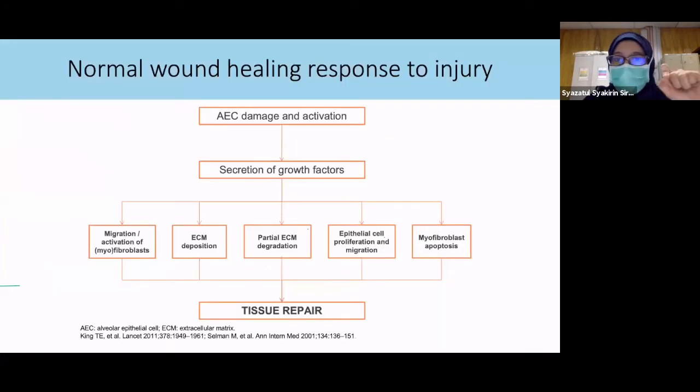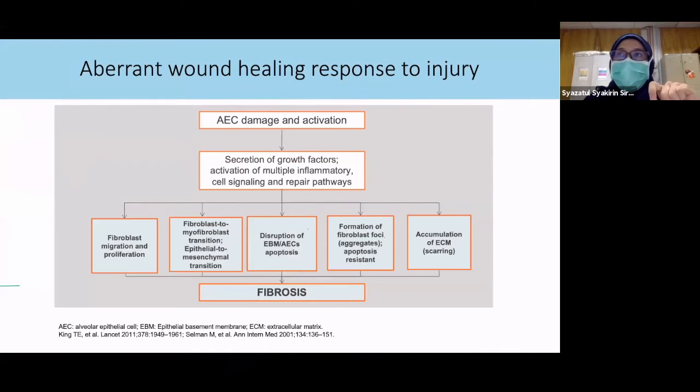In the lung, there is the normal wound healing response to injury, not just in the lung but in other organs as well. You have a secretion of growth factors and extracellular matrix migration, and there will be tissue repair. However, in those with the pathological fibroproliferation pathway, they try to repair, but they end up with fibrosis.